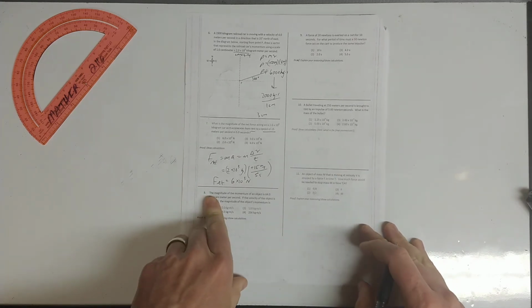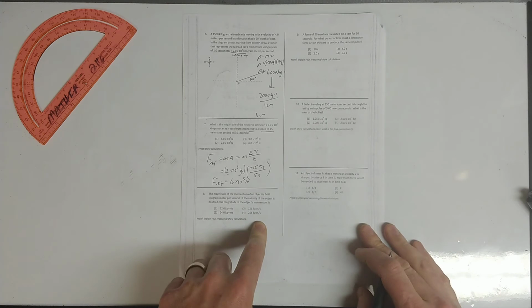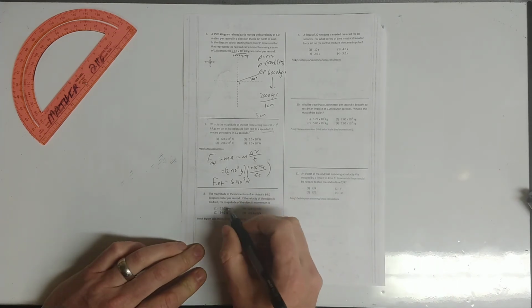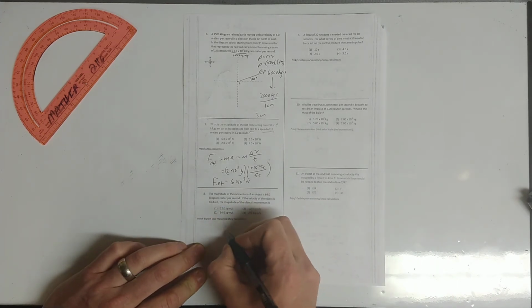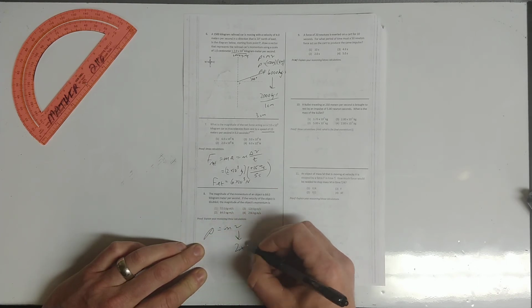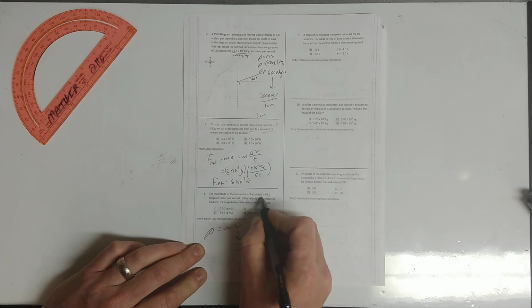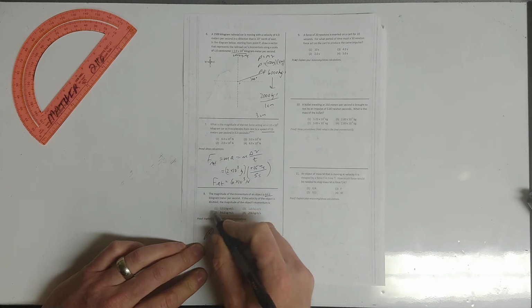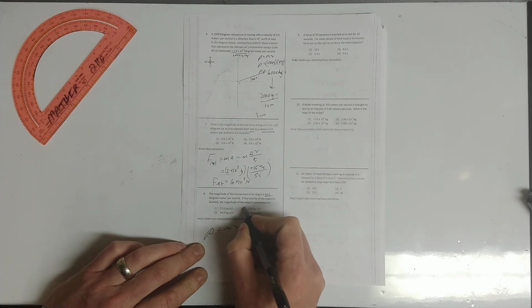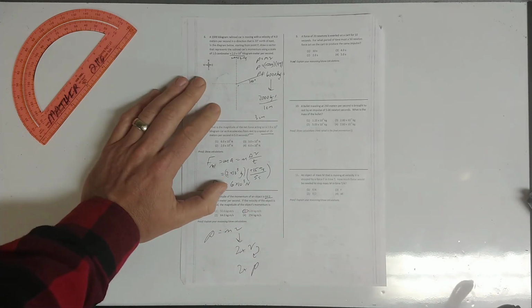All right. The magnitude of the momentum of an object is 64 kilograms meters per second. If the velocity of the object is doubled, the magnitude of the object's momentum is, it's doubled. P equals mv. If you 2x the velocity, that means you 2x the momentum. All right? 64 times 2 is going to be 128.